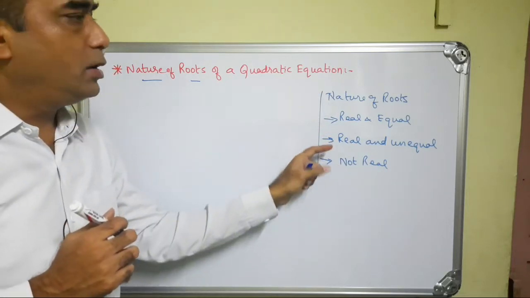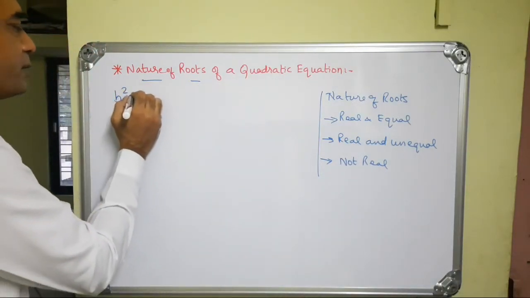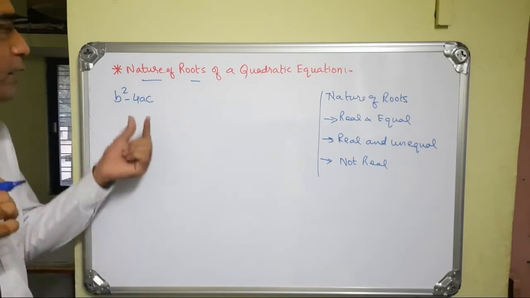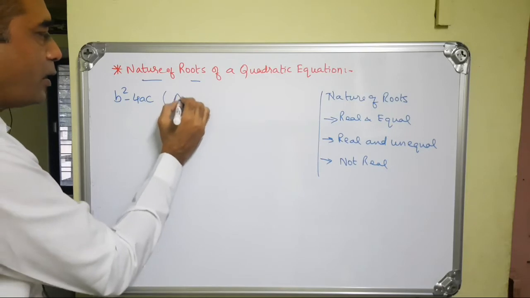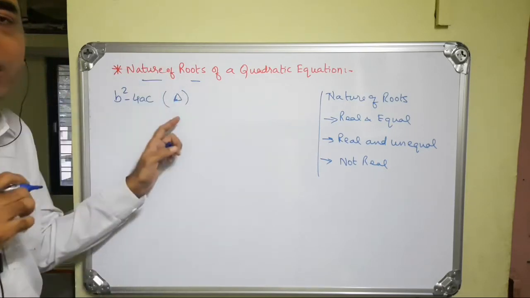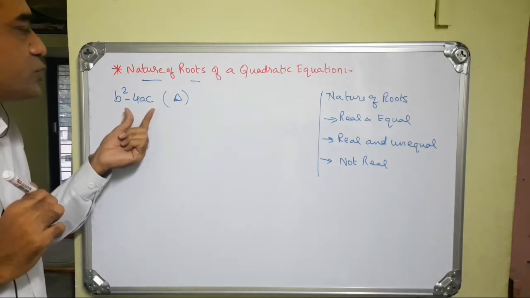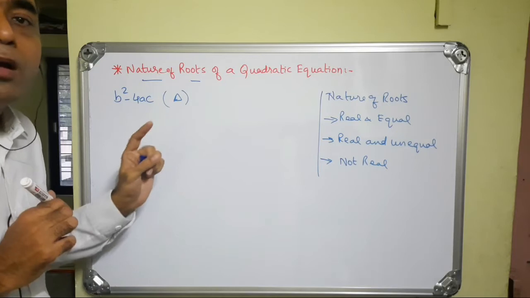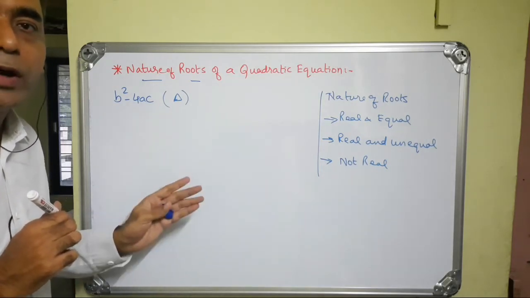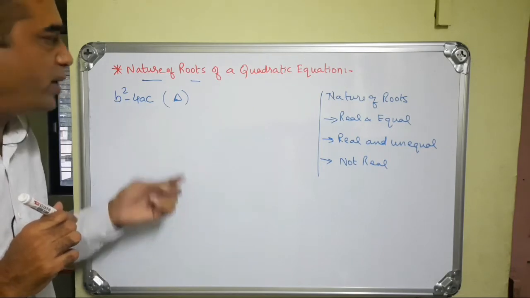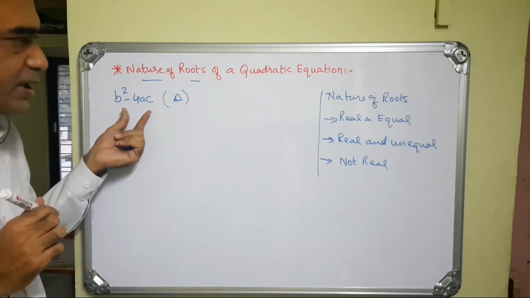Now this type of roots depends upon the value of b square minus 4ac. This is called delta. It is denoted by the Greek letter delta. So we have to see the value of b square minus 4ac in the formula x equals minus b plus or minus square root of b square minus 4ac upon 2a.